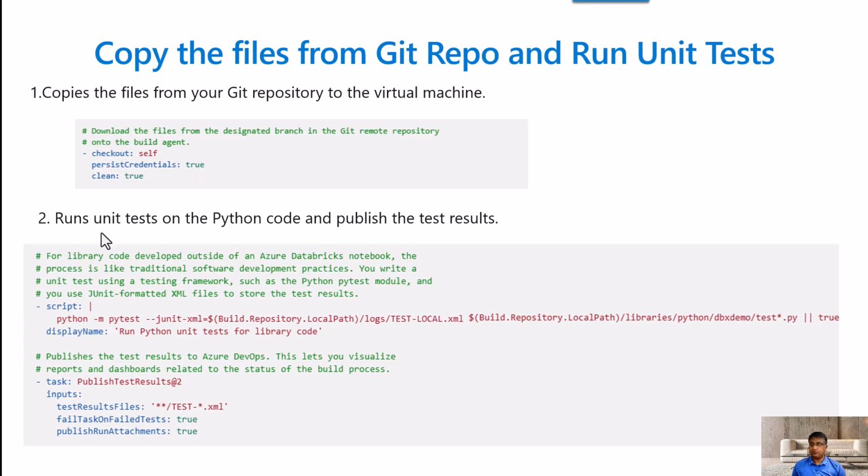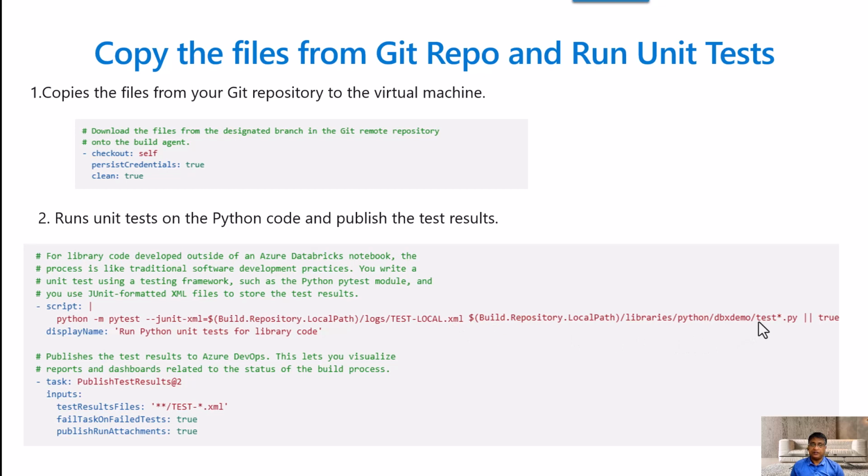Then the second step is you are going to run the unit test on the Python code which is downloaded here, and publish the test result. For this, we are going to use a simple script, which is a standard format for running a Python test: python -m pytest. Pytest is the same library which we have already installed, and this is the JUnit XML file path, which is going to create this XML file in this particular path. Here the build repository local path is a variable coming from the build local path, and it is going to create an XML file with the name test-local.xml.